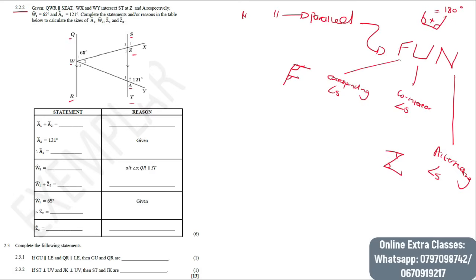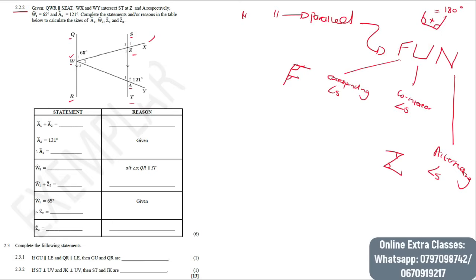So we are told that the two lines are parallel, right? And then we are also told that WX and WY intersect ST at Z and A, respectively. So now we are told that angle W1 is equal to 65 degrees, and angle A2 is equal to 121 degrees.